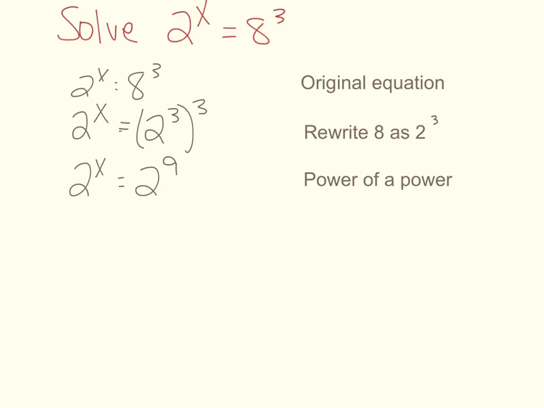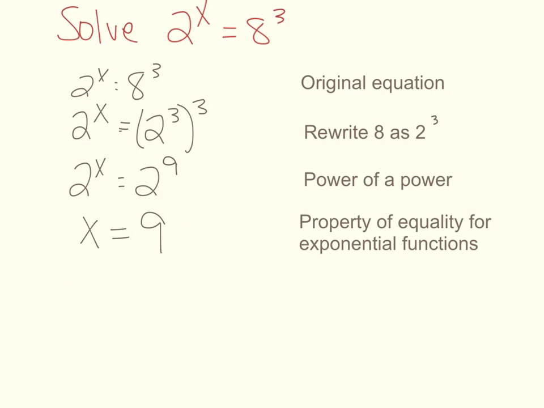Now that we have the same base, and everything else is simplified, the property of equality for exponential functions, which you're going to learn in one of your other tiers, says that when they have the same base, you can just get rid of the base and set the exponents equal to each other. So we can just write x equals 9, because they have the same base, and that was our goal. The x is already alone, so we don't have to do any more steps, and we know that x equals 9. Again, the reason is the property of equality for exponential functions.